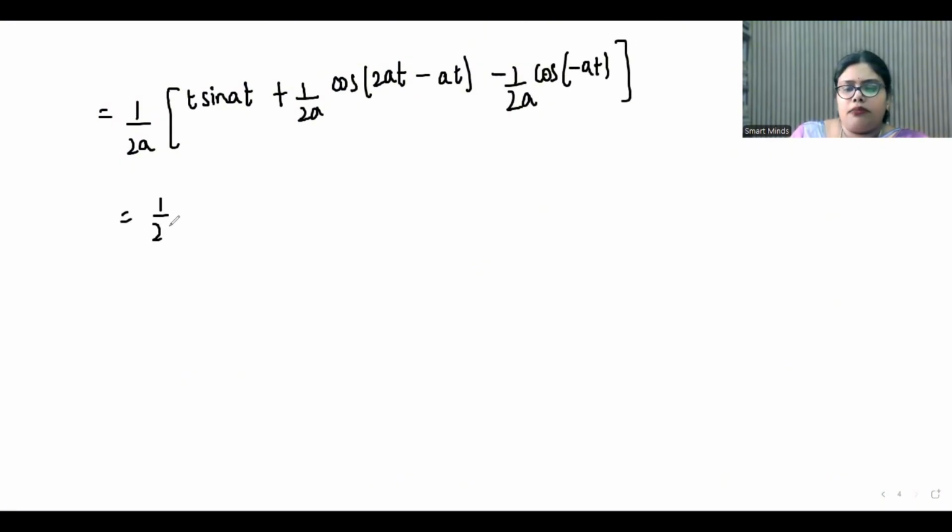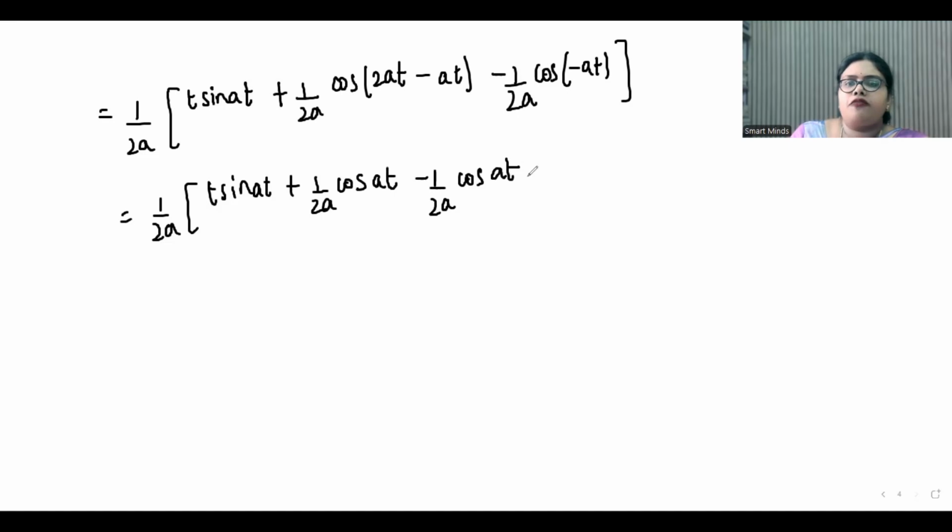That is 1 by 2a into t sin at plus 1 by 2a cos 2at minus at is at, minus 1 by 2a cos at, because cos of minus at is cos at. Now these two terms get cancelled. You will get t by 2a sin at. This is the final answer.